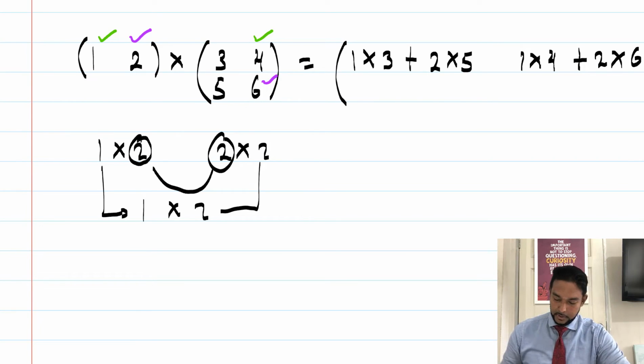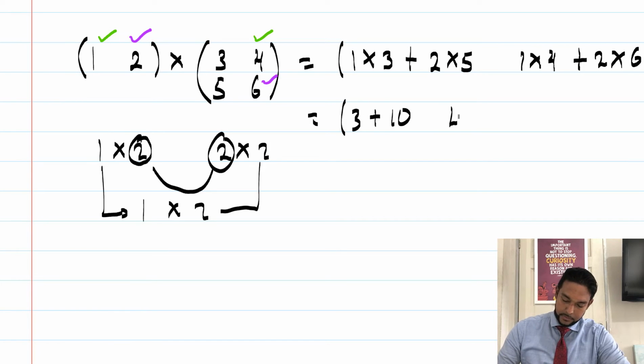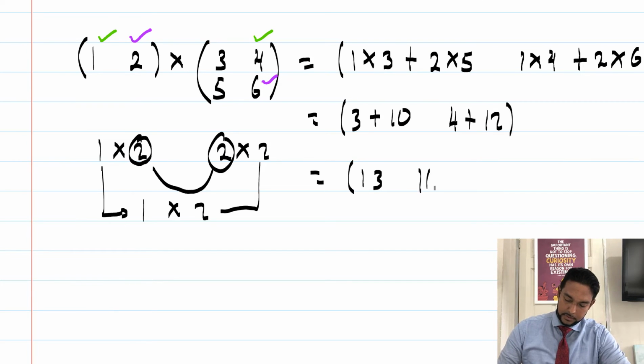Let me make those brackets a little more even. 1 by 3 will give us 3, 2 by 5 is 10. 1 by 4 is 4, 2 by 6 is 12. 3 and 10 will give us 13. 4 and 12 will give us 16. And is that a 1 by 2? Yes, it's a 1 by 2. All right, great.